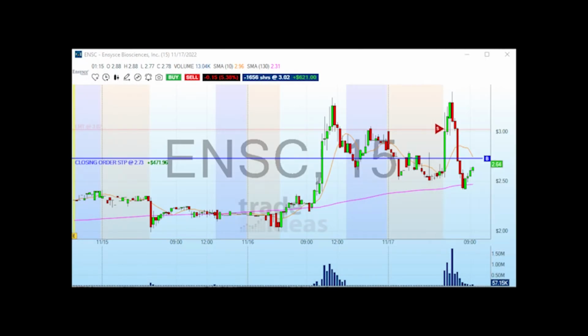I'm gonna move this back, and I went short here on the way down, and it's ended up working pretty well right now. I'm up $621 in the trade, and I've locked in $471 in profits by just adjusting my stops from being a stop loss to now a profit retention.